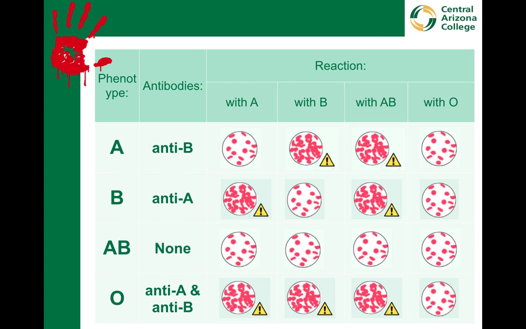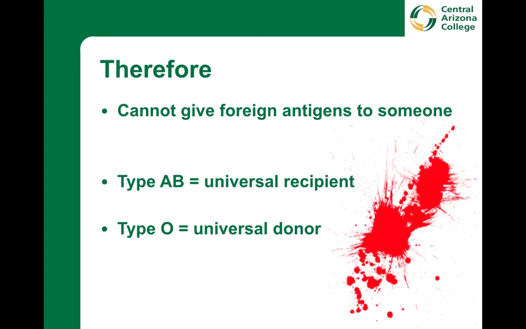Therefore, to summarize, type AB is the universal recipient. You cannot give them anything that they would not already have. So they are happy to receive from any blood type. Type O instead is the universal donor. This is because they are plain donuts and do not excite anyone's immune system.